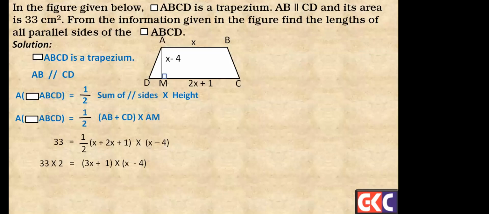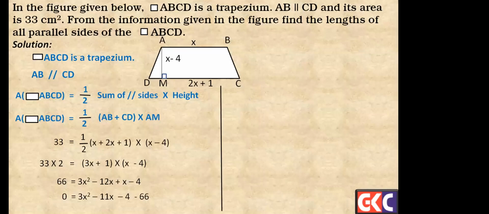Still waiting for a chance to open the bracket. Next step we're going to open the bracket. But in the meantime, 33 2s are 66, and then opening of the bracket, which is 3x multiplying x minus 4, and then plus 1 multiplying x minus 4 is there in front of you. Okay, fine. Now वापस वही है, 12x minus 12x plus x solve हो जाएगा, minus 4 and 66 solve हो जाएगा, and you will get 3x square minus 11x minus 4 minus 66. Minus 4 minus 66 is nothing but minus 70. So automatically we get 3x square minus 11x minus 70 equals 0. Hopefully no issue with that.